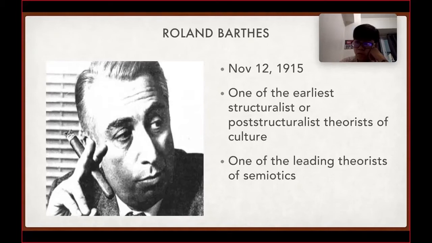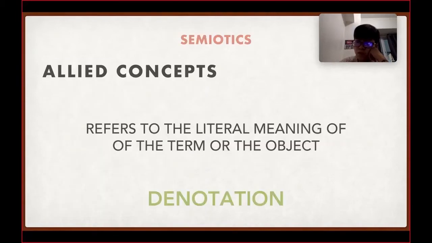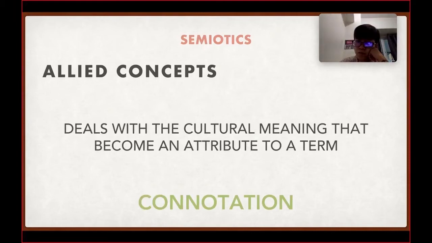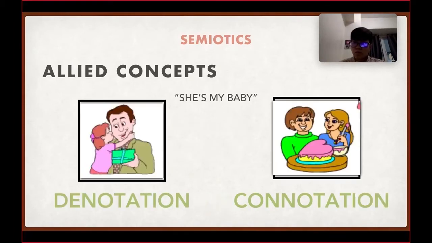So what are these? Denotation refers to the literal meaning of the term or the object. However, connotation deals with the cultural meaning that became an attribute to that term. For this example, the term "she's my baby": the denotation, the literal meaning of it, is apparent to a child, like she's my baby, that's her child. While the connotation, the shared cultural meaning today, is in a relationship, baby as the guy's girl, that is his baby.